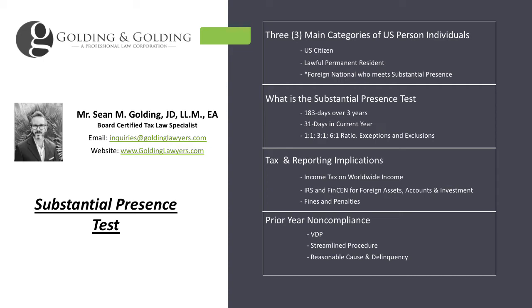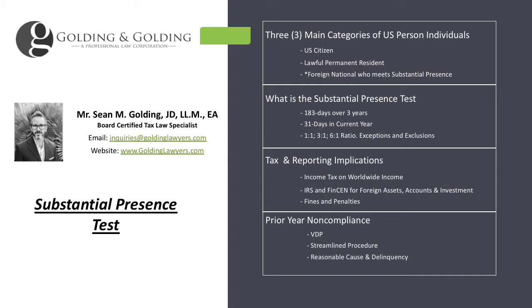There's three main categories of U.S. person individuals. There's U.S. citizens, lawful permanent residents, and then the third category, which is foreign nationals who are not U.S. citizens nor legal permanent residents, but they meet the substantial presence test. So what is the substantial presence test?